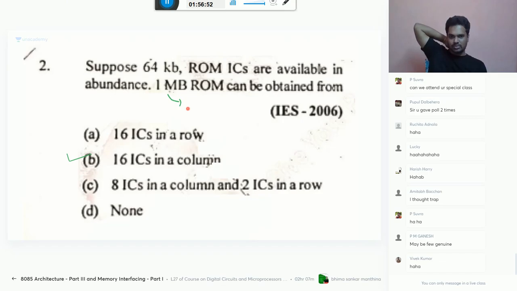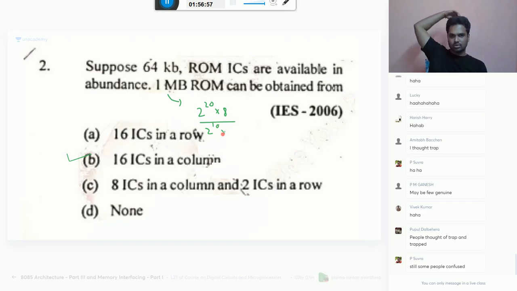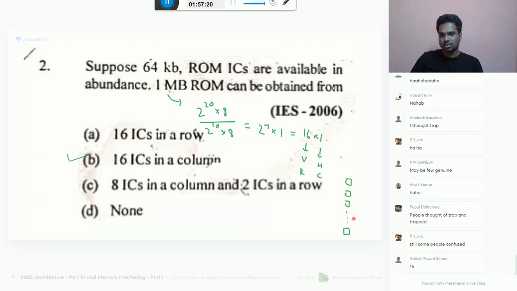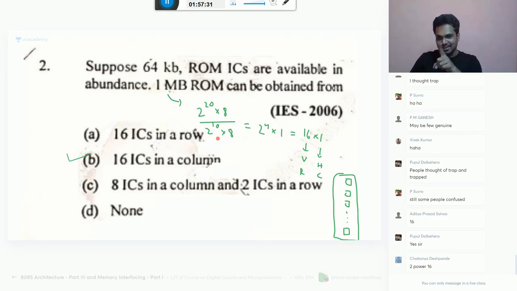You need 1 MB. 1 MB means 2 power 20. What do you have? 64. So you require 2 power 4 by 1. That is 16 into 1. These are rows. Sorry, I'm sorry. These are vertical. These are horizontal. These are rows. These are columns. So you should have 16 rows. 16 rows means you will get like this. 16 rows will give you one column. That is the logic. Don't think 16 rows. Okay, 16 in a row. 16 rows is different. 16 in a row is different.